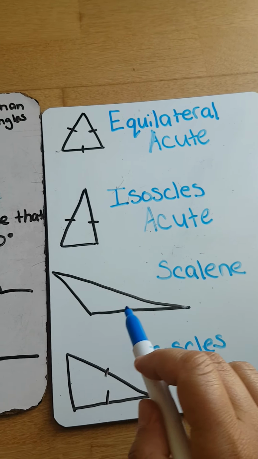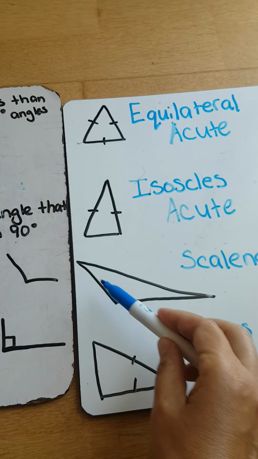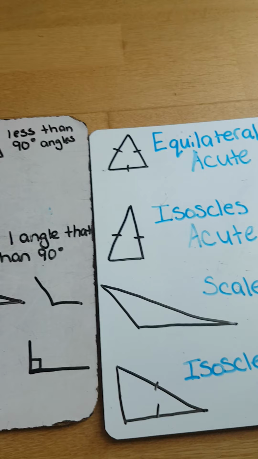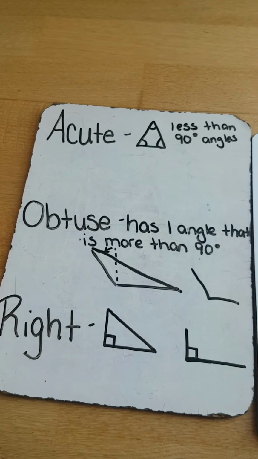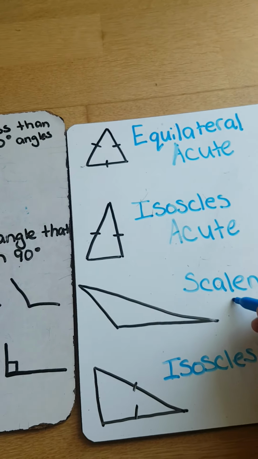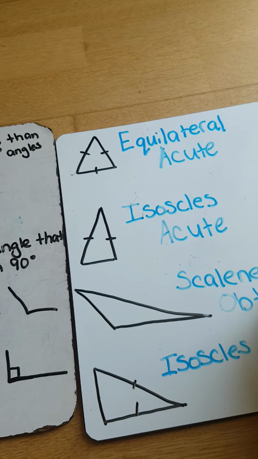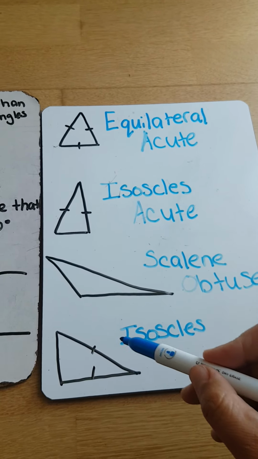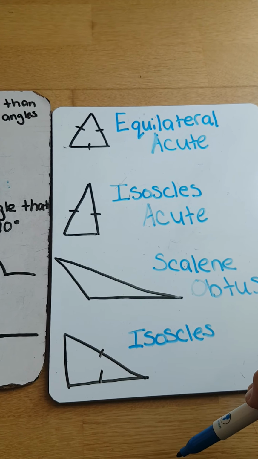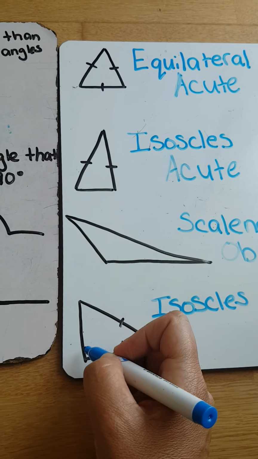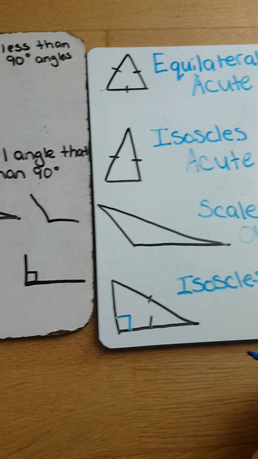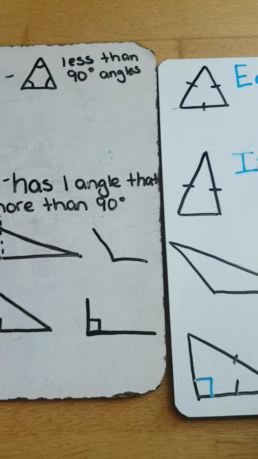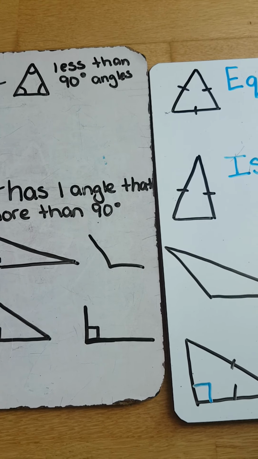What about this one? Wow, we can see that this one's going way out here. It is way bigger than 90 degrees. So that would be my obtuse. It is big. And last but not least is this one. This one seems to be making a right angle. Ah, it looks just like that. So it's a right.